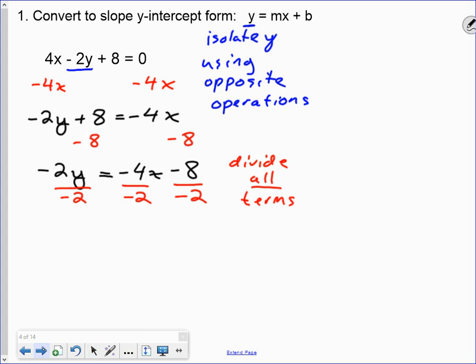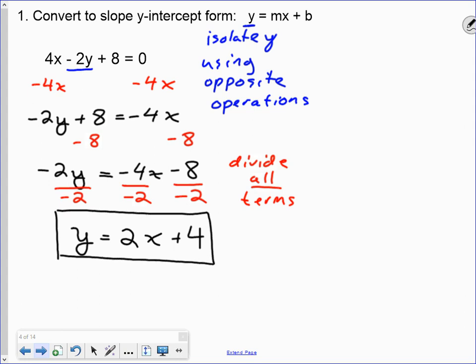So on the left, negative 2 divided by negative 2, of course, is just going to leave me with that y. Negative 4 divided by negative 2, let's see, negative divided by negative is going to be positive. 4 divided by 2 is going to be 2, so I'll have a 2x. And then negative 8 divided by negative 2, sorry, is going to be positive 4. So there's my equation in slope y-intercept form. y equals 2x plus 4. And then I could pull out the slope as 2, the y-intercept is 4.